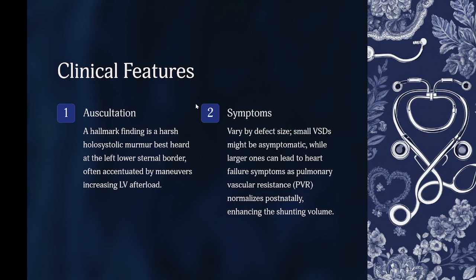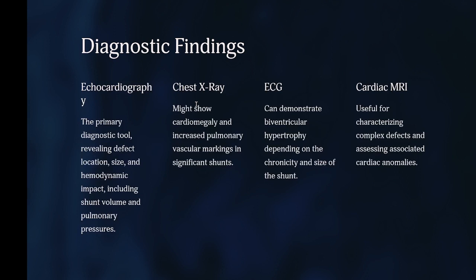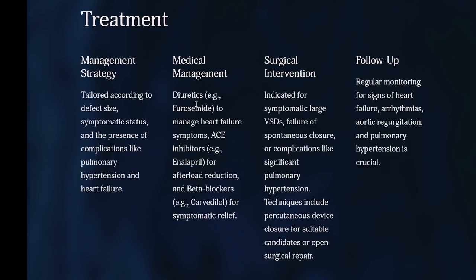Diagnostic findings: echocardiography, the primary diagnostic tool, revealing defect location, size, and hemodynamic impact, including shunt volume and pulmonary pressures. Chest X-ray might show cardiomegaly and increased pulmonary vascular markings in significant shunts. ECG can demonstrate biventricular hypertrophy depending on the chronicity and size of the shunt. Cardiac MRI, useful for characterizing complex defects and assessing associated cardiac anomalies.